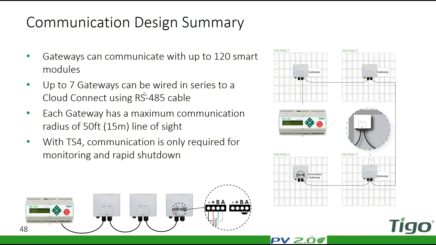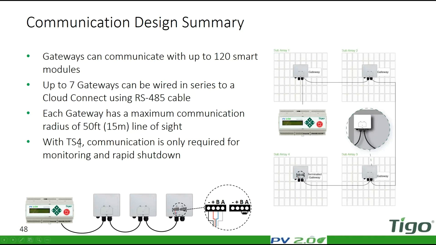Each gateway has a maximum communication radius of 50 feet or 15 meters, and it should be line of sight. So look at your structure and make sure there are no obstacles. If there are, that's not a problem. You simply add a gateway. It's not an expensive component.